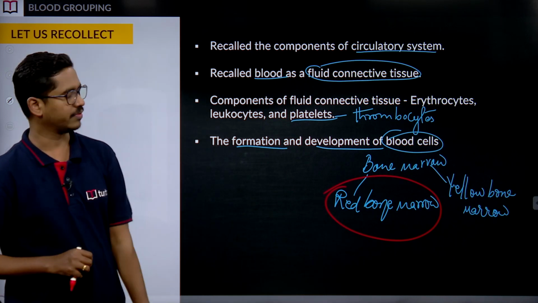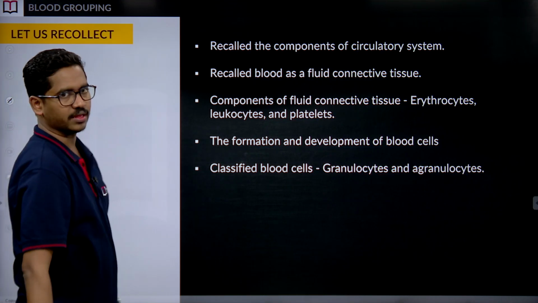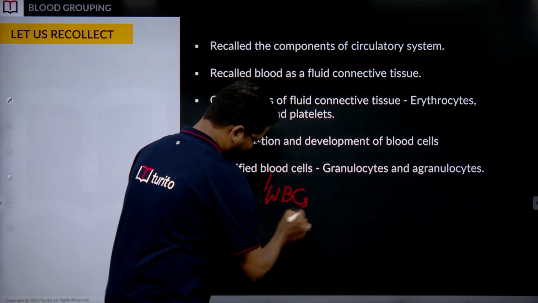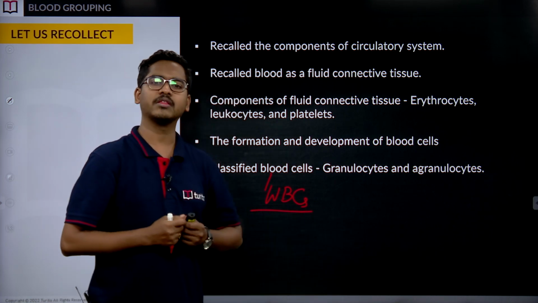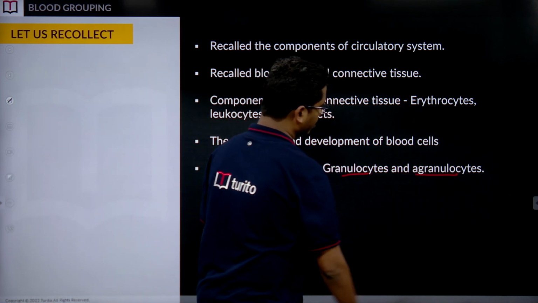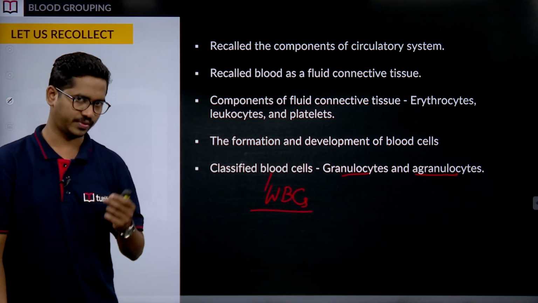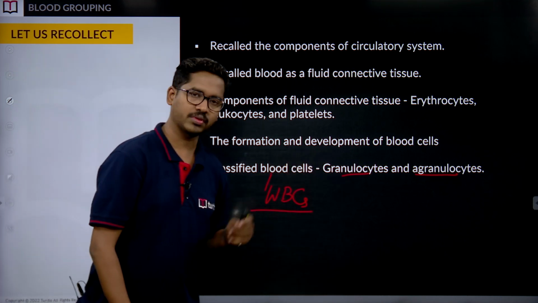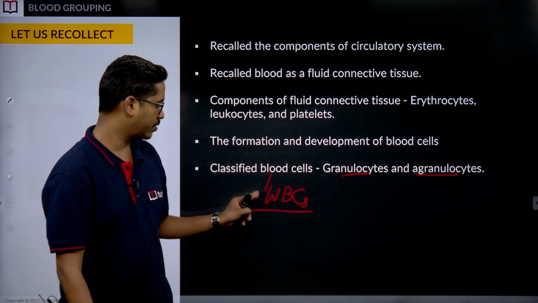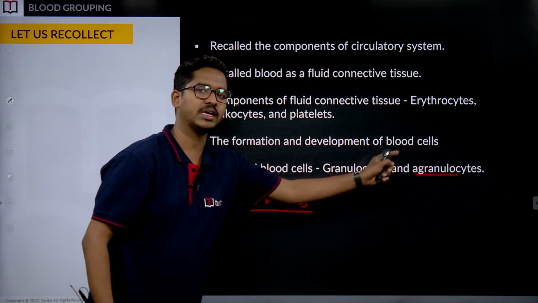So that is what we understood in the previous session, and followed by that we tried to classify the blood cells, that is, we actually tried to classify the white blood cells. White blood cells were classified into two types, they are granulocytes and agranulocytes. So when it comes to granulocytes, we see neutrophils, basophils, eosinophils. When it comes to agranulocytes, we see the presence of lymphocytes and monocytes. So that was the classification of the WBCs we did.